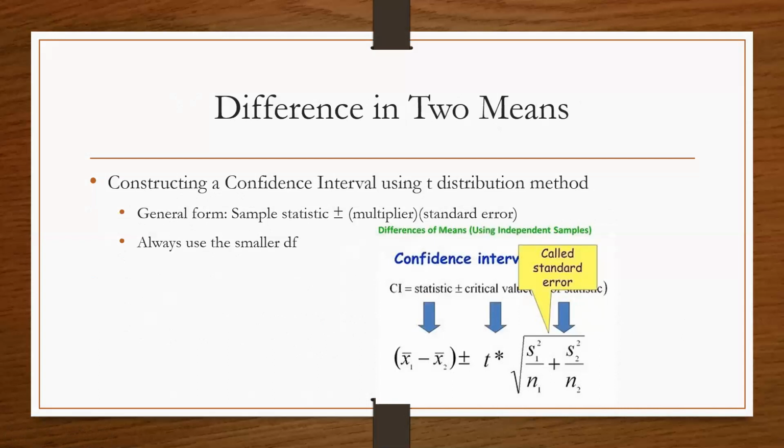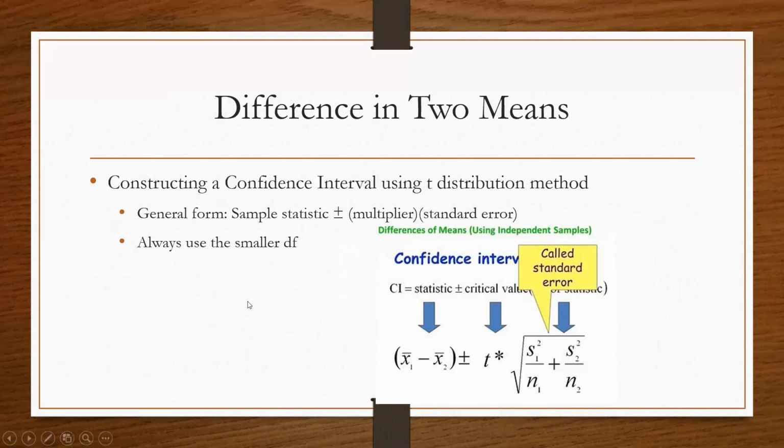And so it's just changed a little bit. It's x bar 1 minus x bar 2 plus or minus the t multiplier, t star, times the square root of the standard deviation of 1 squared over the sample size of 1, plus the standard deviation of 2 squared over the sample size of 2.